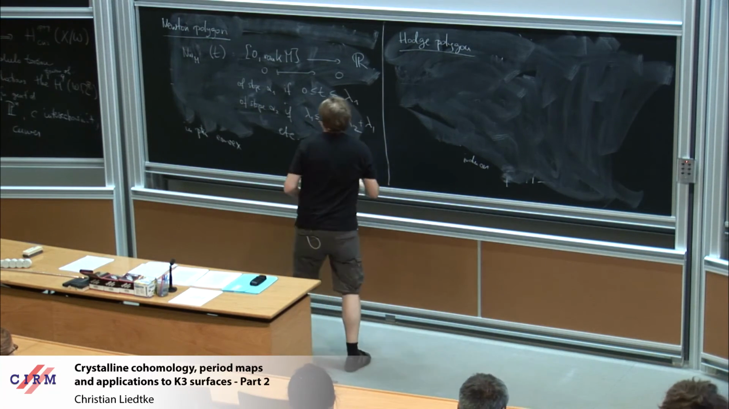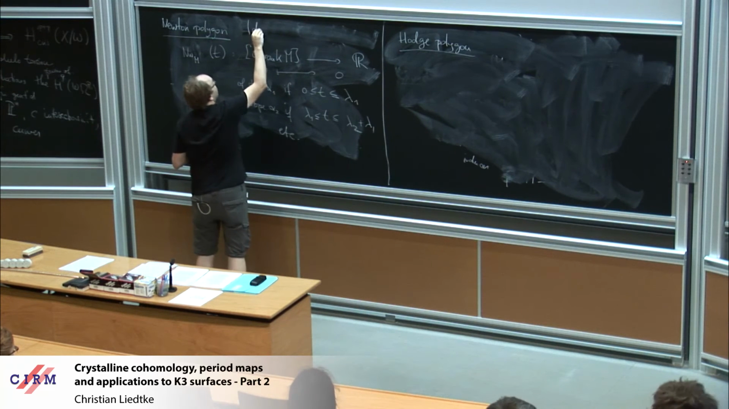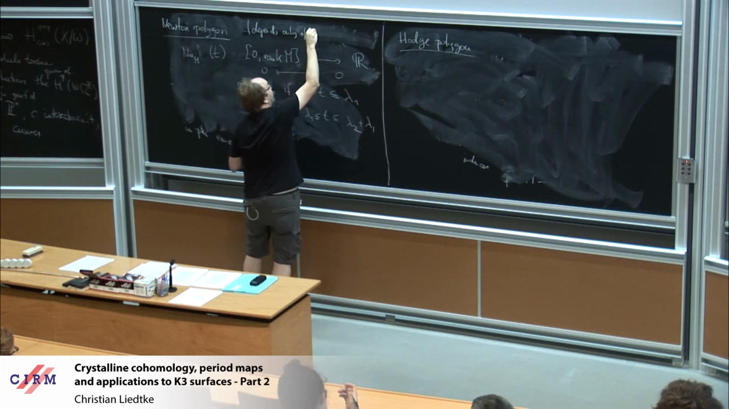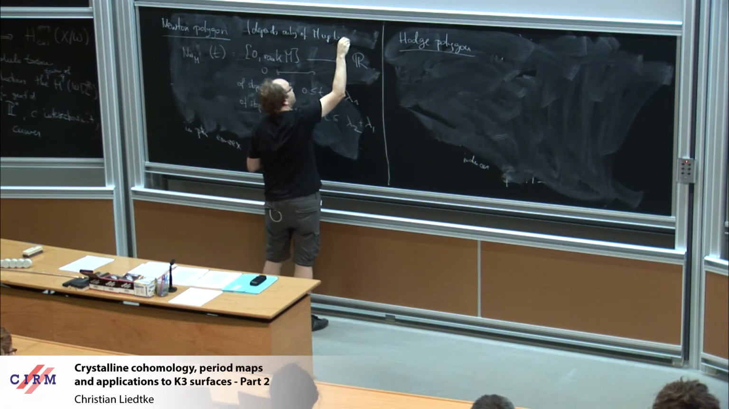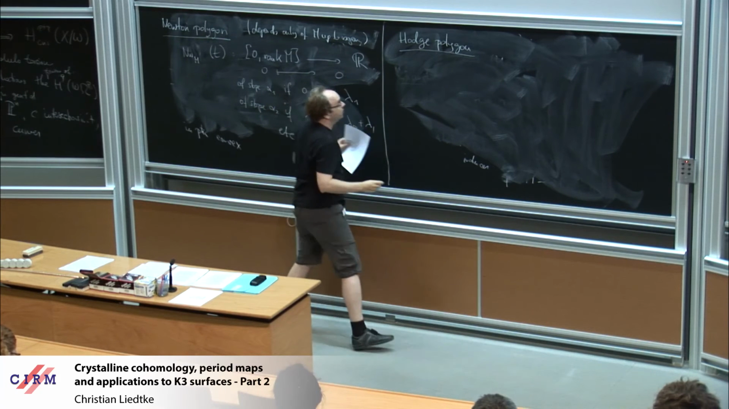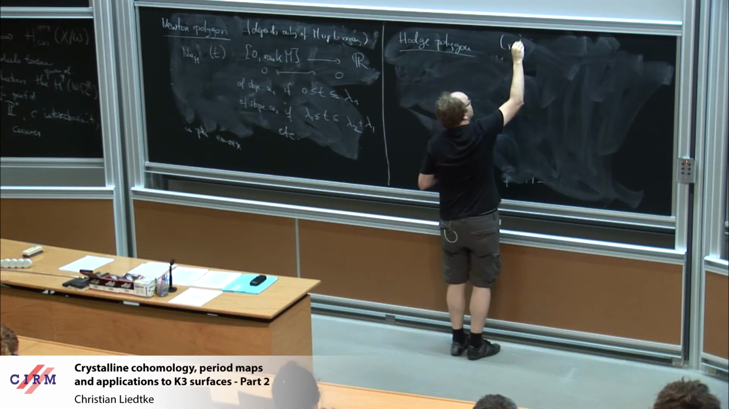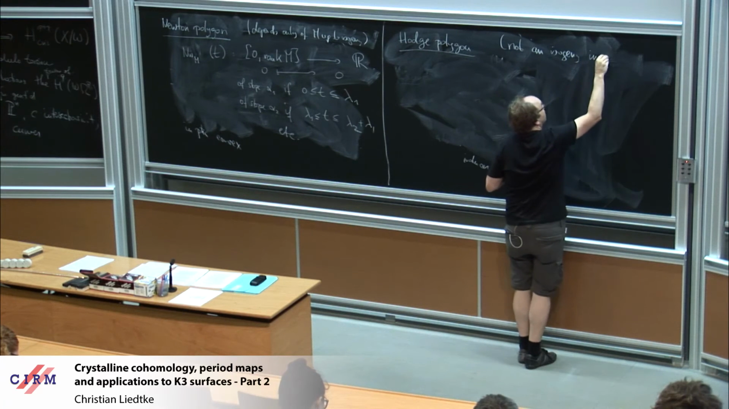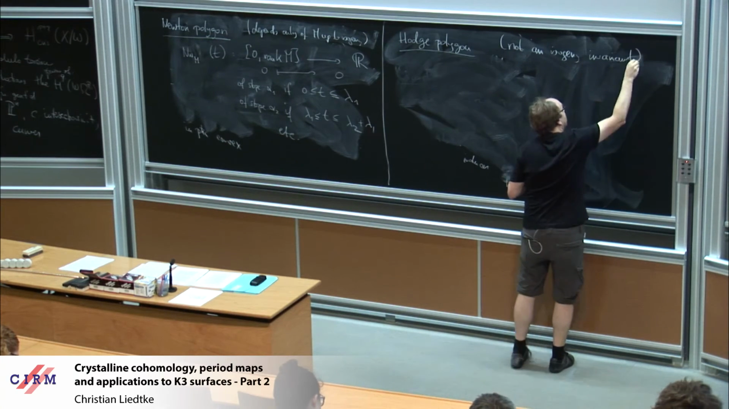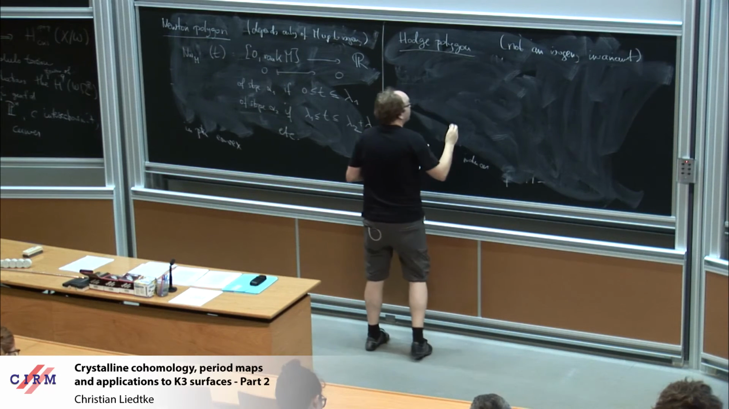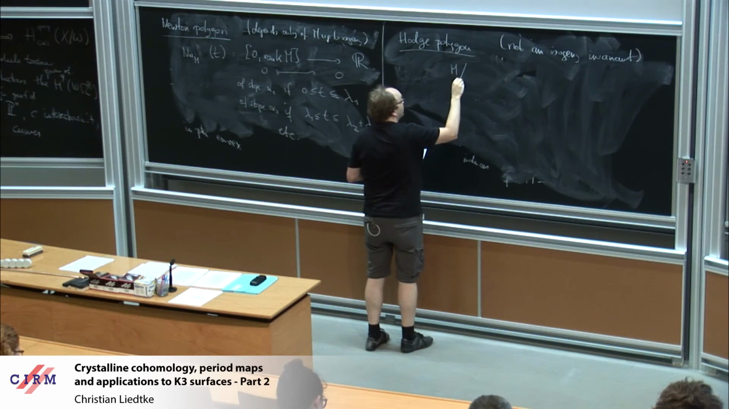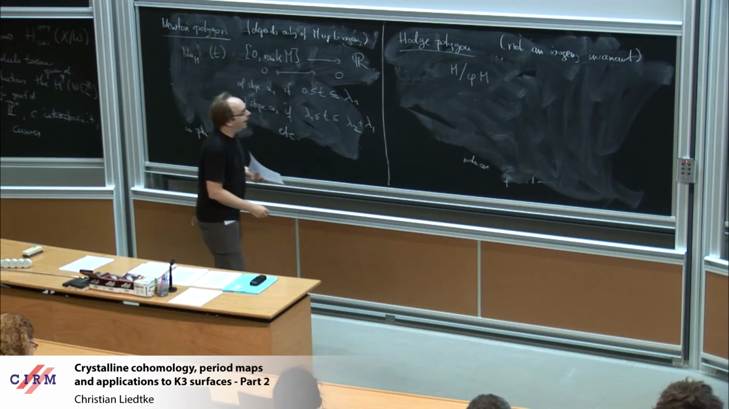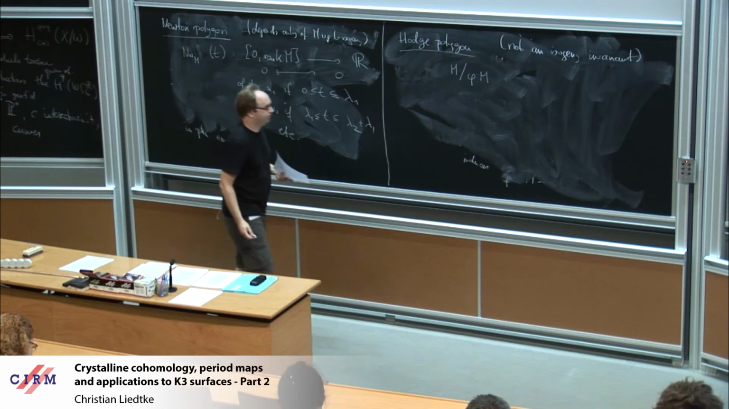So this depends only on M up to isogeny. So this is not an isogeny invariant. So what you do now is you take M modulo phi of M.